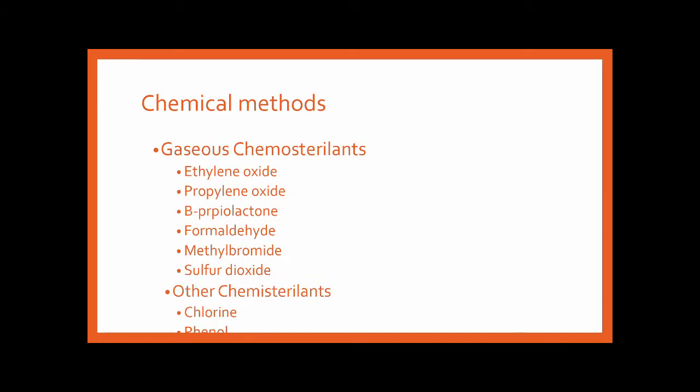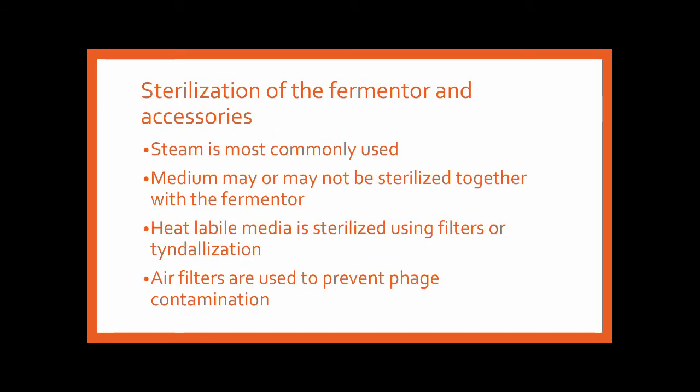So examples, for gaseous chemosterilants, you have ethylene oxide, propylene oxide, beta-propiolactone, formaldehyde, methyl bromide, sulfur dioxide. And then for liquid chemosterilants, chlorines and phenols.